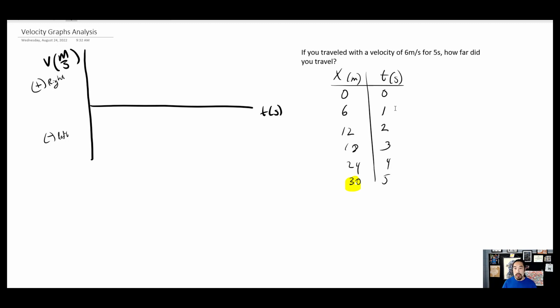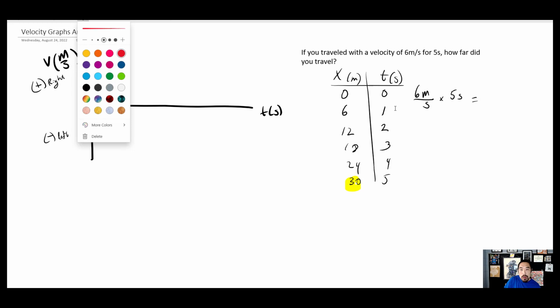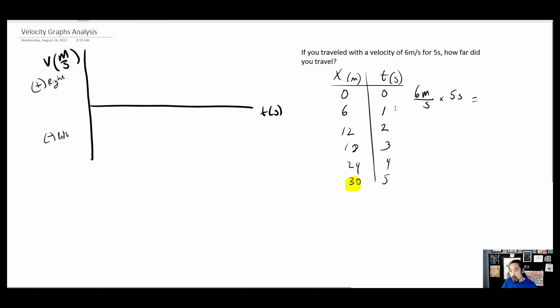Another way to look at this is simply by doing math. If we are moving at 6 meters per second and we travel for 5 seconds, what you're seeing here is a little bit of unit math. I'll use a different color ink to showcase what I'm doing. I have seconds in the numerator and seconds in the denominator, so they cancel out. That leaves us with 6 meters times 5, which gives us a total of 30 meters.